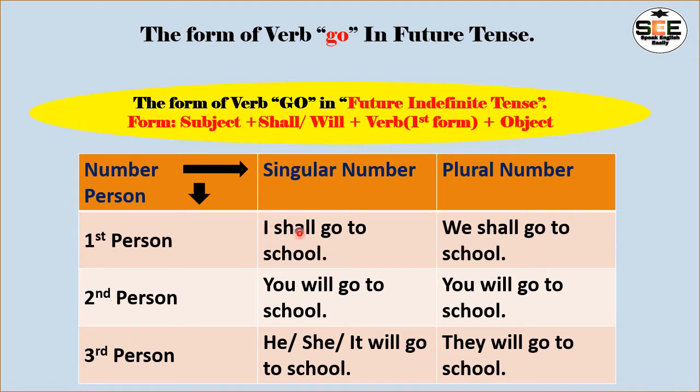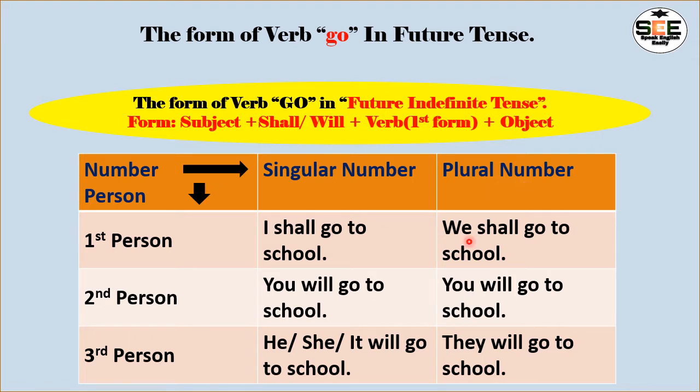So here is the first person: I shall go to school. In this sentence we can find I is the subject, shall is the indicator of future tense, go is the first form of the main verb go, and school is the object. So it makes future indefinite tense in singular number.